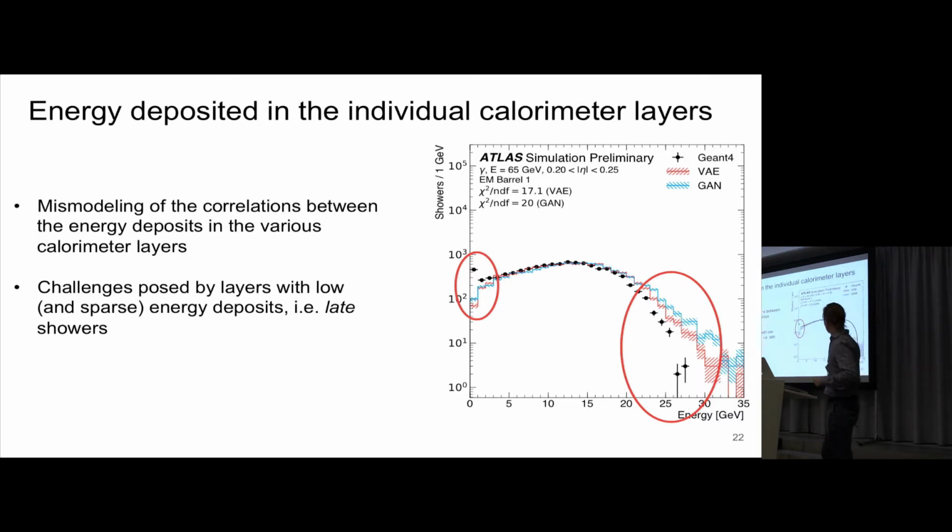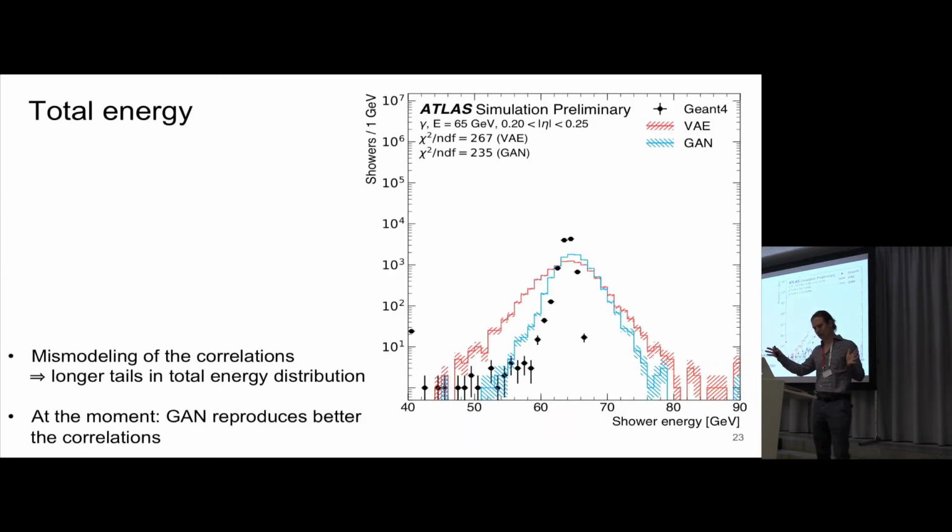And in particular, showers which start very late, where sometimes the photon goes deep into the calorimeter and only starts showering then, this is exactly this part here, are not well reproduced. Now this also shows up in the total energy. Now you add up all the 4 layers, and you see that this mismodeling leads to longer tails in our synthesized showers as compared to the training data. And at the moment, the GAN, in blue, seems to do a slightly better job of modeling these correlations.